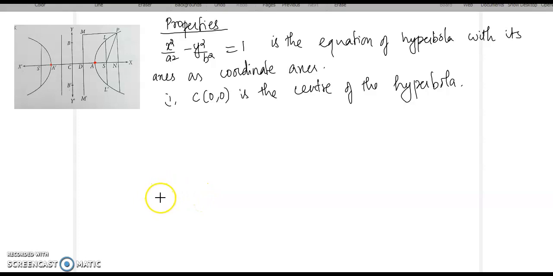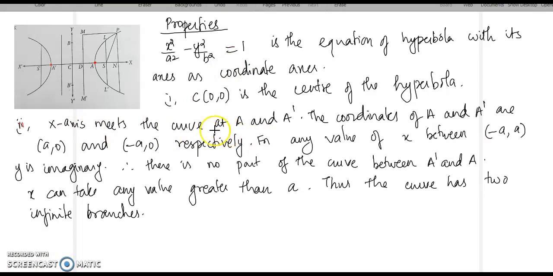And now we have only x intercepts; the hyperbola has no y intercepts. Because if we put x equal to 0, the value of y² will be −b², so you will have imaginary values in that case. So there are no y intercepts. Okay, so that is the second point. So the x-axis meets the curve at A and A dash, and the coordinates of A and A dash are (a, 0) and (−a, 0).